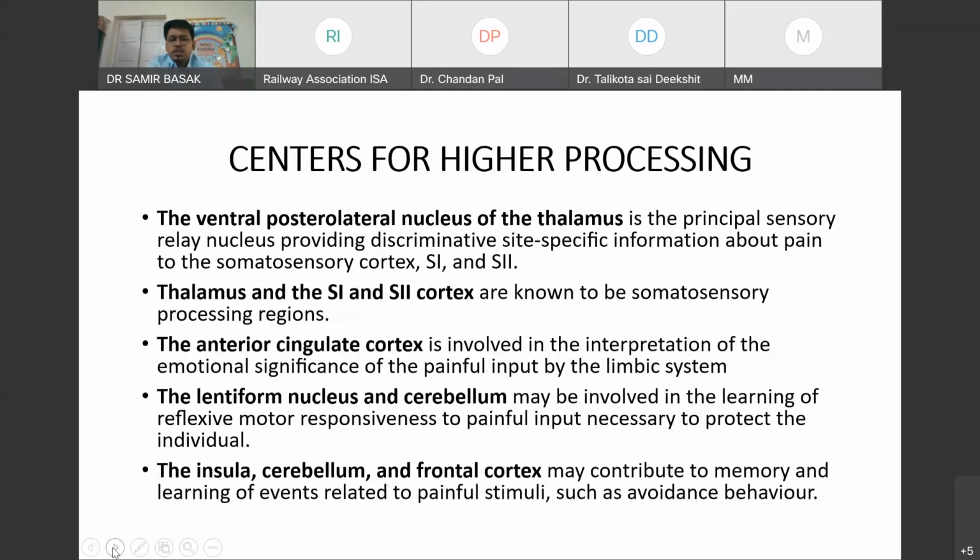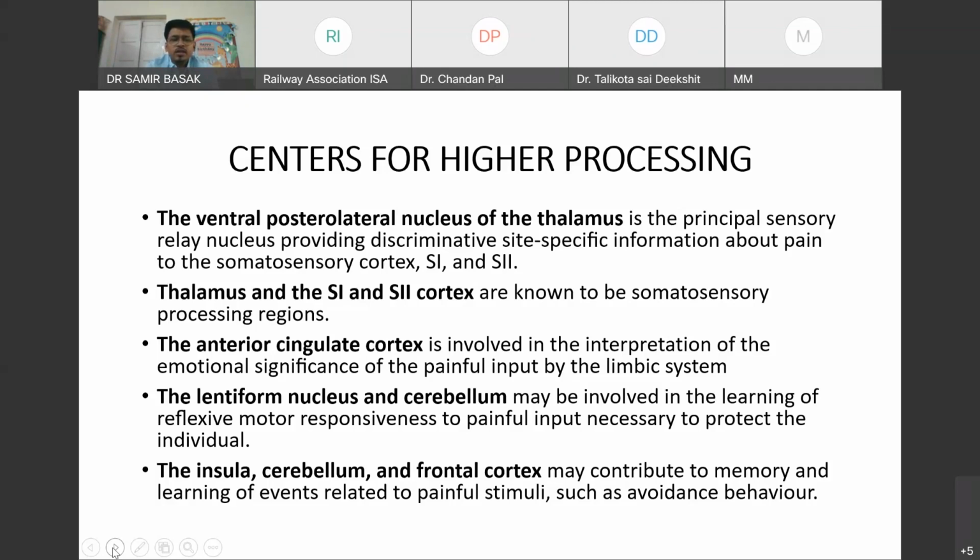In the higher processing centers, at the thalamus, there is the ventral posterolateral thalamus. This term sometimes comes in the MCQ. Which part of the thalamus? The ventral posterolateral thalamus is the principal relay station providing site-specific information, and it sends the information to somatosensory areas 1 and 2. So the thalamus and somatosensory areas 1 and 2 are known as the somatosensory processing region.